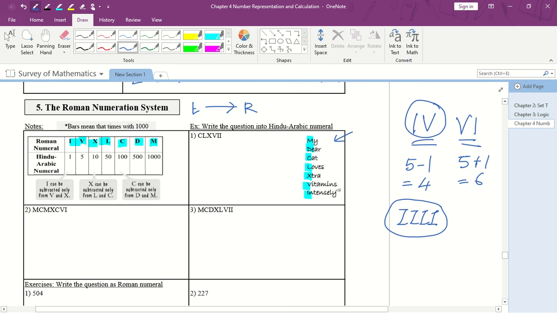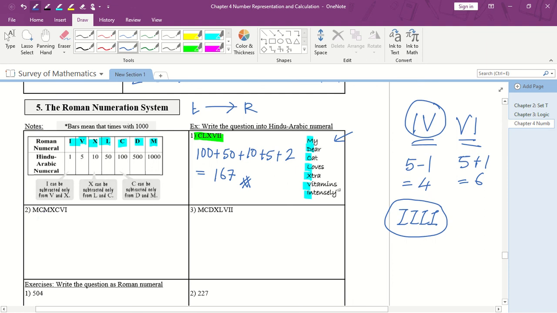So let's look at this question. CLXVII. Let's check whether it is in sequence. This is C, this is L, X, V, I. So we know that this is from the biggest to the smallest, so we don't need to worry about addition or subtraction. This will always be addition. So C represents 100, L represents 50, X represents 10, V represents 5, and the two I's represent 2. So we know that this is 167. And that's it.